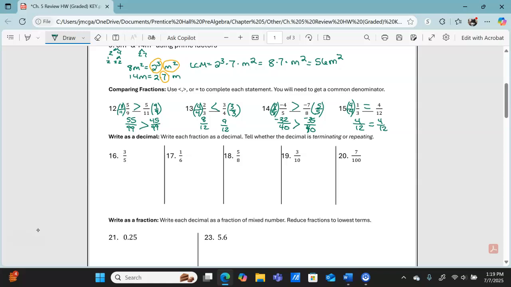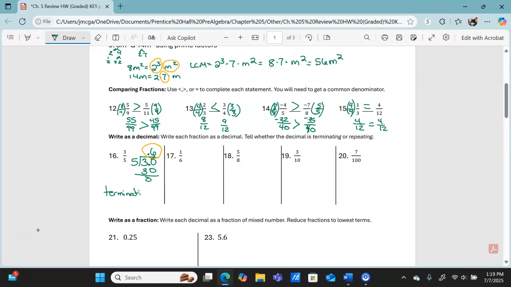Moving on down to these, we have to write each as a decimal. So we're going to take the numerator and divide it by the denominator. I'm going to put in a decimal and a 0. 5 will go into 3 6 times. So we end up with our answer being 0.6. It is a terminating decimal because it stops. It doesn't keep going. And you were asked to tell that.